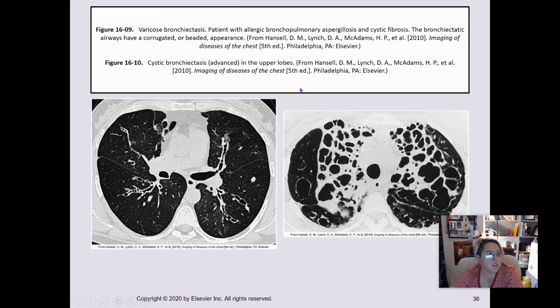And here we have cystic bronchiectasis in the upper lobe. That is a lot, you guys. That looks pretty bad. This person looks like they're going to have to get new lungs.